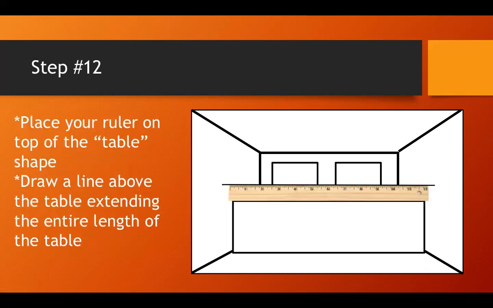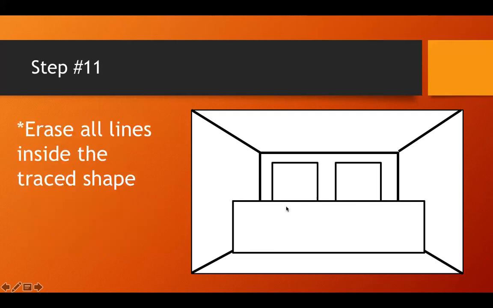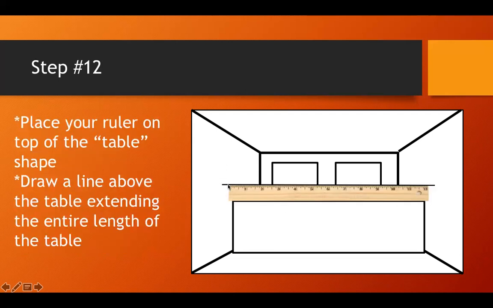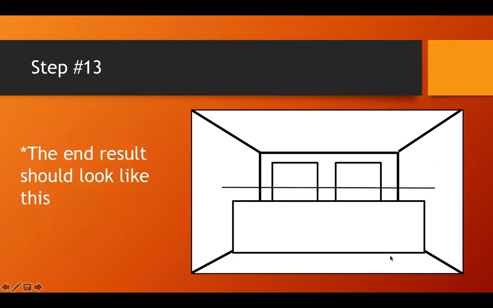Okay, next, I want you to set your ruler on top of your table. So you're going to set it right on top, and you're going to take your pencil and you're going to draw a line all the way across. Okay, so it should look like this when you're finished.